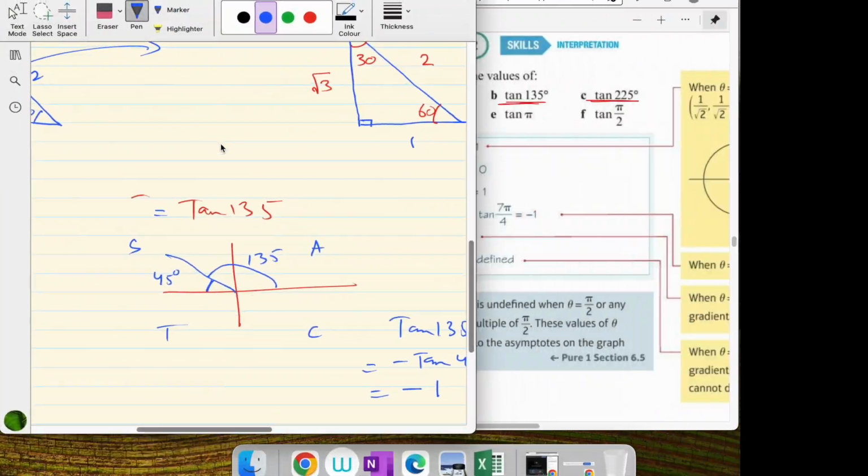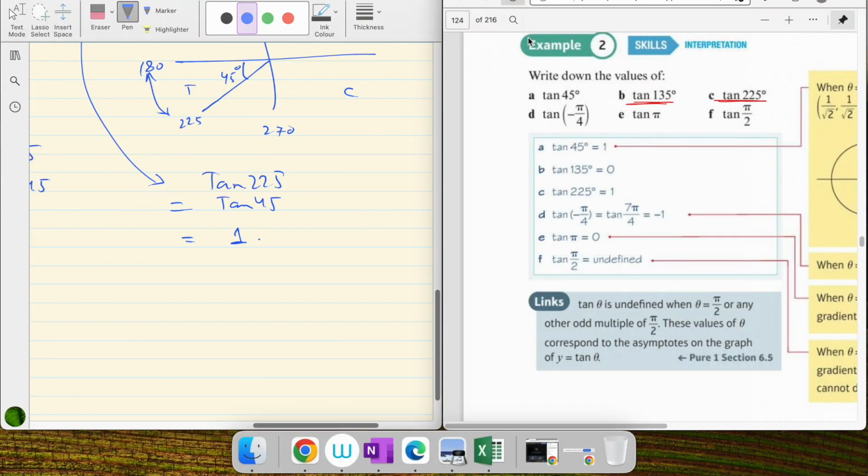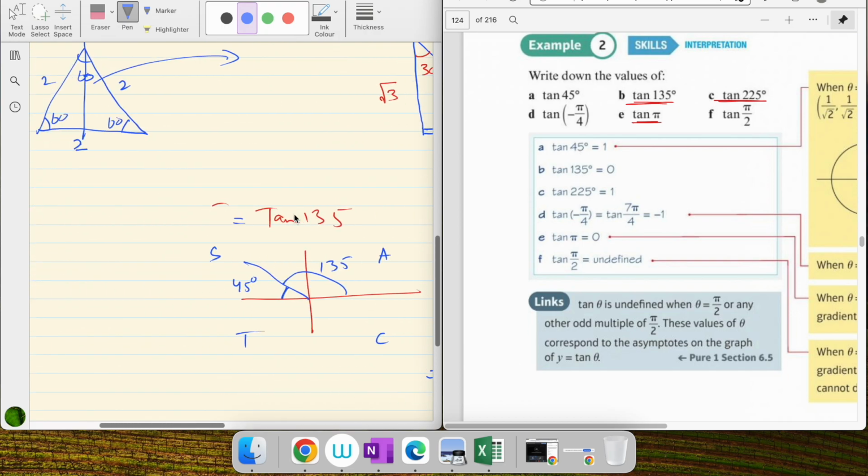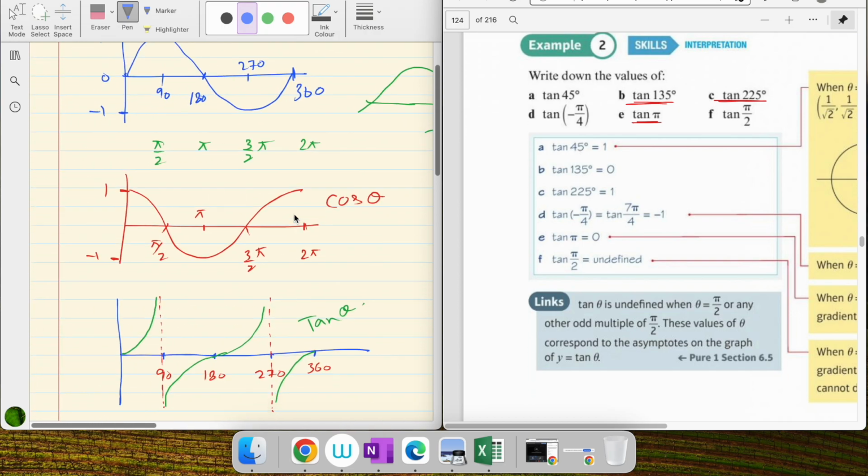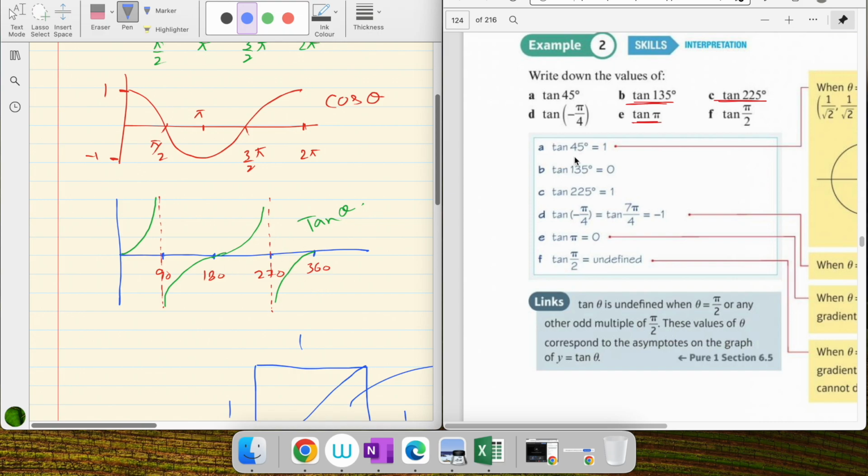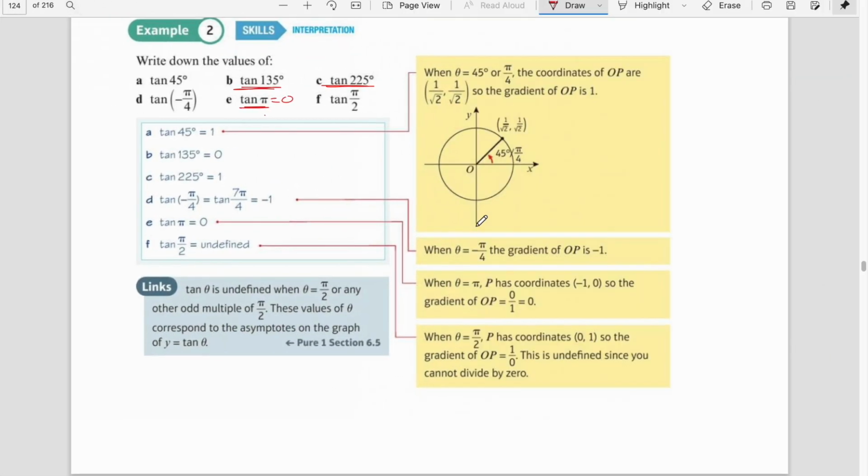Same goes with those angles in radian form. Now this tan pi is actually tan 180. We've just sketched the graph, and tan 180 is 0. That means tan pi is 0. Same goes for the remaining parts.